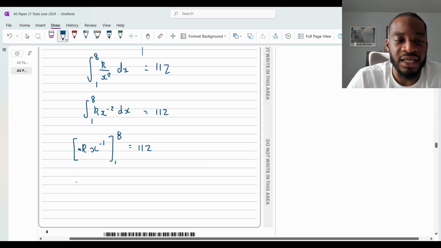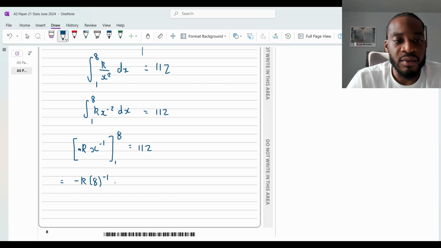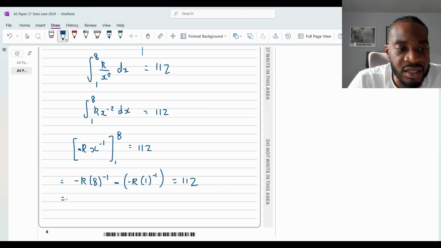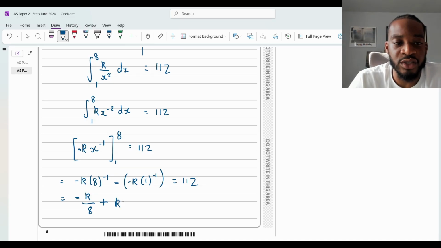Now, this is the easy part, isn't it? So doing that is going to be minus k, 8 to the -1, minus the lower limit, which is going to be minus k, and then 1 to the -1. And this is going to equal 112. So now tidying this up, that's going to be negative k. I'm going to bring that 8 down now, so it becomes over 8. And then two negatives, minus minus, make a positive. That's going to be plus. And then it's just k actually, isn't it? Because 1 to the -1 is just 1, so it's just that there. And then this is equal to 112.